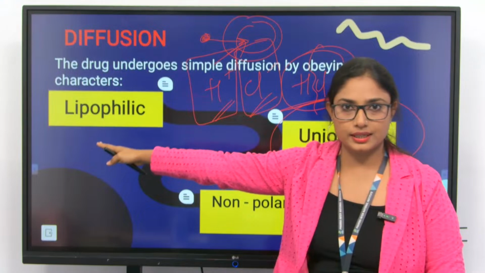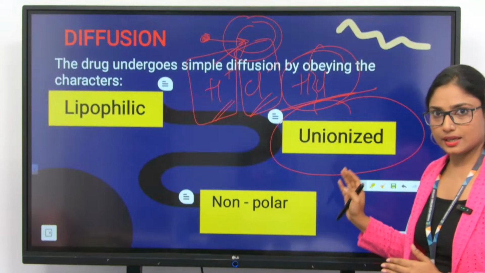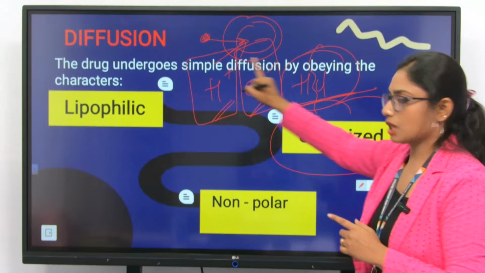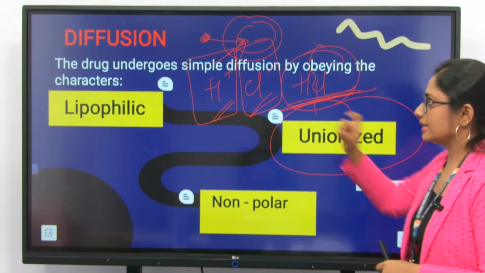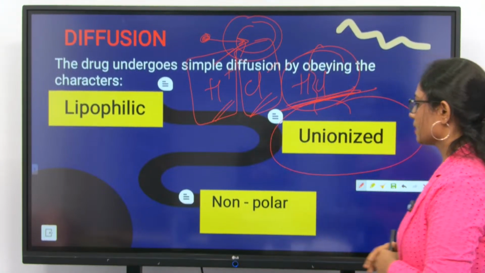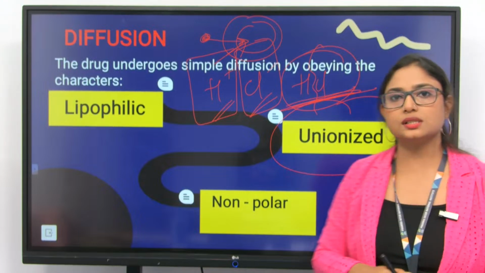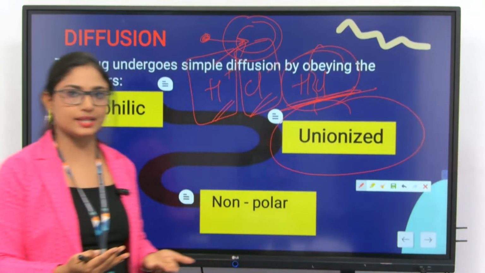So it should be lipophilic, yes. Second, it should be unionized, that means without charges. The drug should be in this state for easy absorption or diffusion. Next, it should be non-polar. What is this non-polarity? What is polarity?